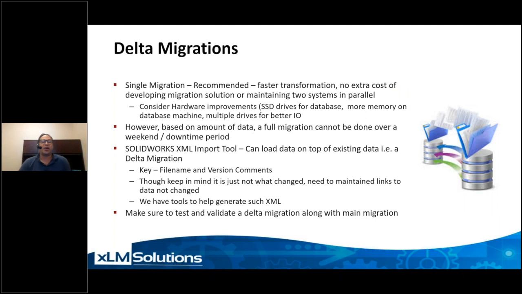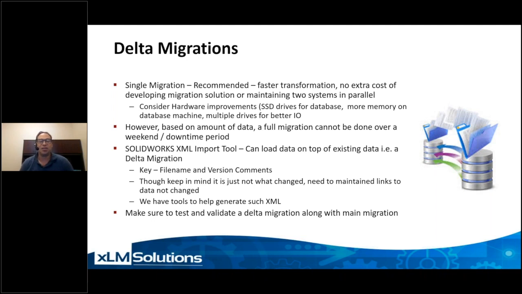Talking about delta migrations, normally we recommend loading data in a big bang migration. Do it all at once. And there's ways to speed up migrations. Making sure you have SSD drives, increasing the memory, perhaps having multiple drives for better input-output. For example, the database on one drive and the vault on another drive, and the tool running the code on another computer.